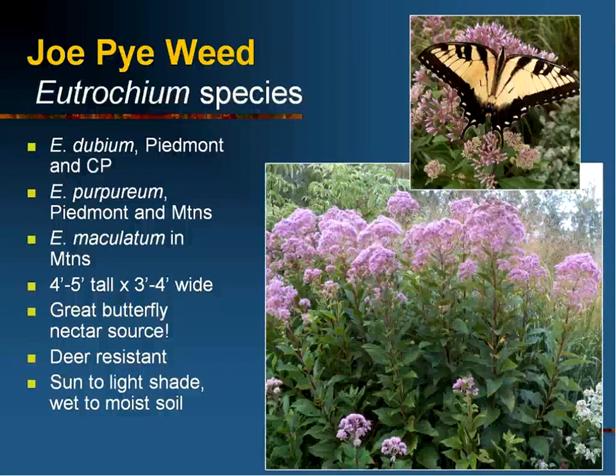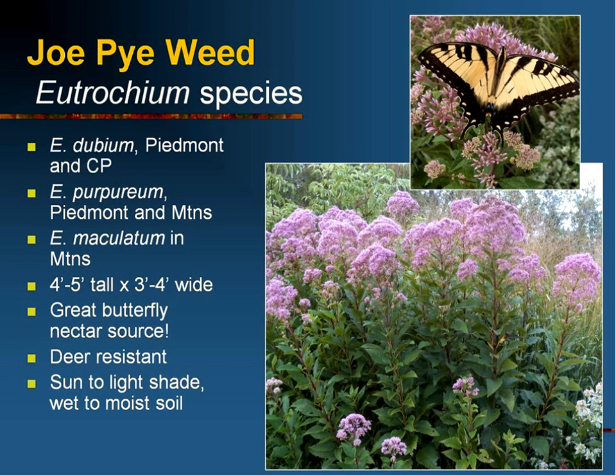Joe pye weed, one of our better known native perennials, very popular, and recently had a name change. You might be familiar with it as Eupatorium. And it was briefly Eupatoriadelphus, and now it's Eutrochium. But you'll still see a lot of references to it as just Eupatorium. And again, there are several species in the state which have these very similar rosy mauve flowers in the late summer.